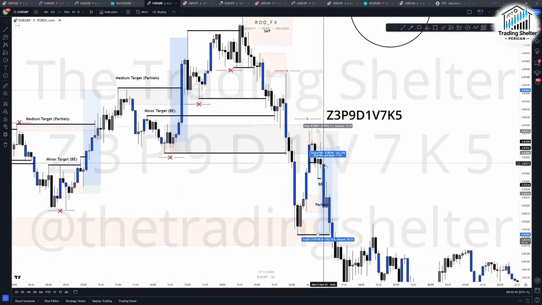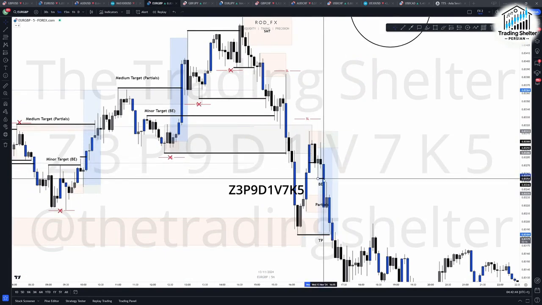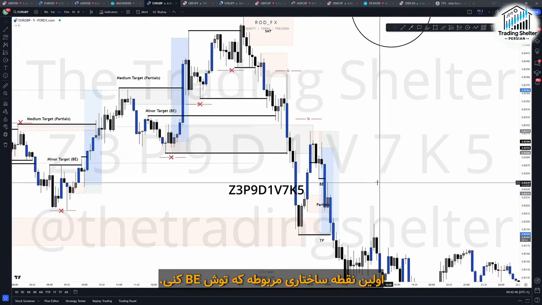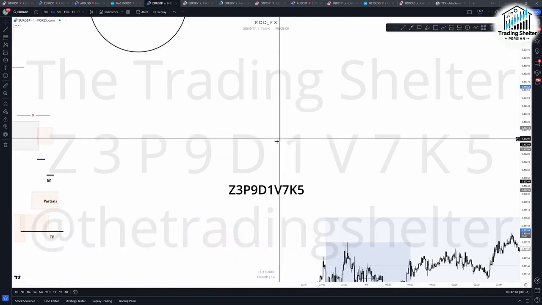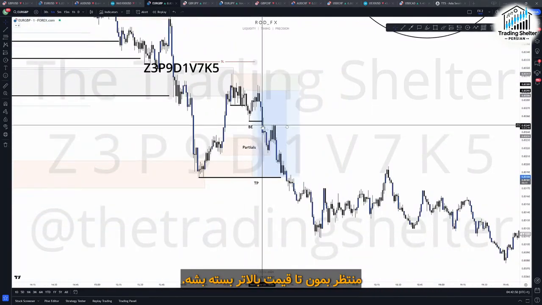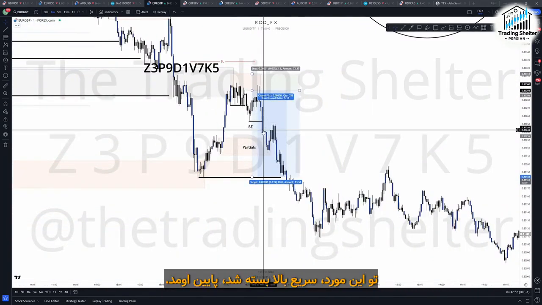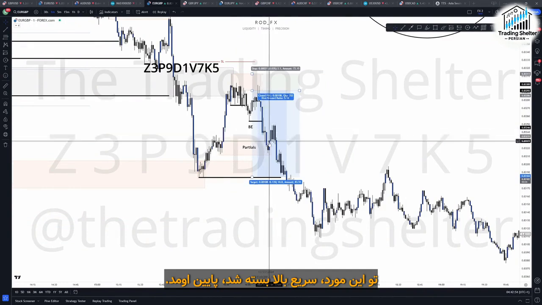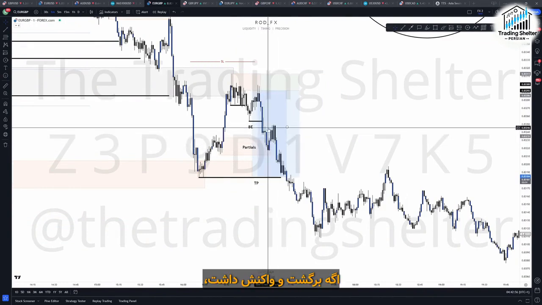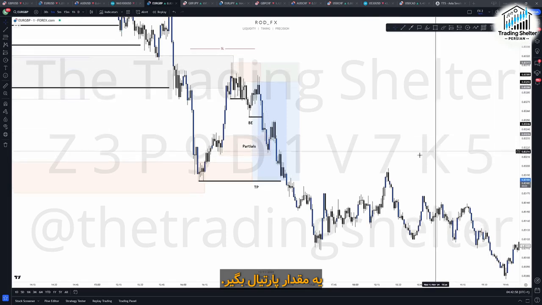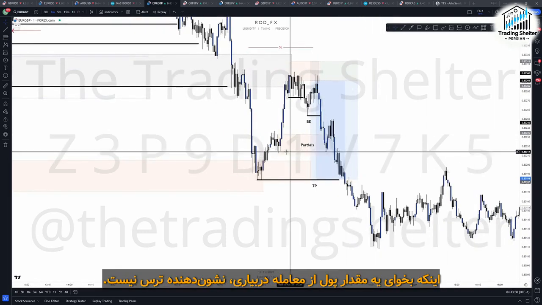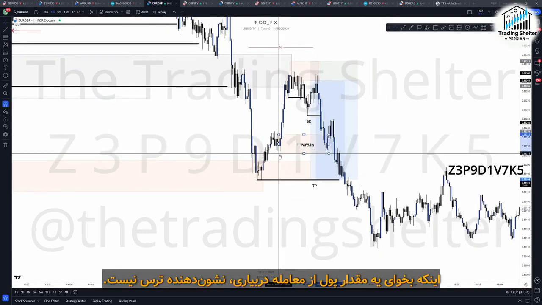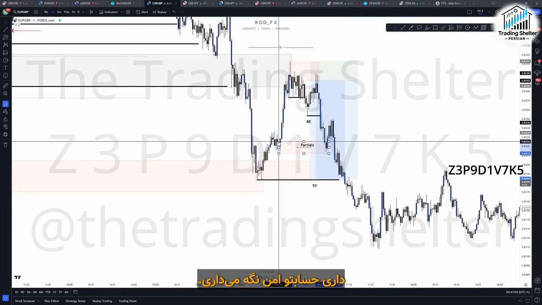Same thing with here. First relevant structural point where you close to break even, you wait until price closes above. In this case, close below very fast. If it comes back, there's a reaction. Take some partials. It's not being a pussy because you want to take some money off the table. It's the opposite. You are securing your account.